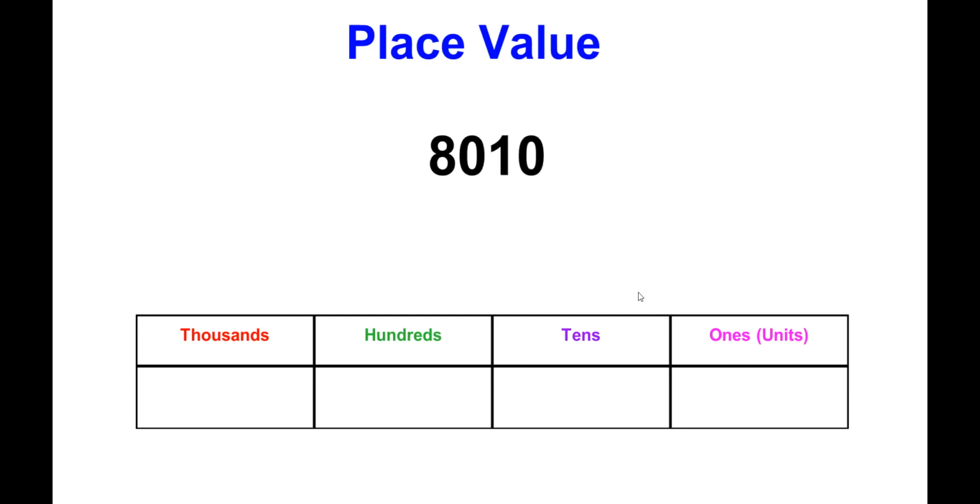Let's take a look at another number. This number is 8,010. So, let's take a look. What number goes in the ones? 0. How many tens do I have? 1. How many hundreds do I have? 0. And how about thousands? I have 8. Great job.